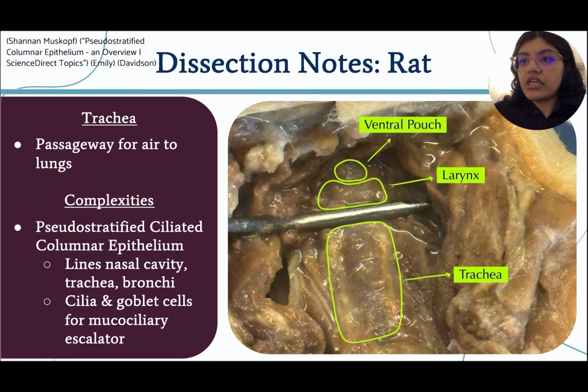So next we have the trachea, which is just the passageway for air to travel to the lungs. And there's some complexities here, such as pseudostratified ciliated columnar epithelium, which are tissues that line the nasal cavity and the inside surface of the trachea and bronchi. What these ciliated cells do, along with goblet cells, which are structures found inside of the ciliated cells, is secrete mucus. The mucus and cilia on the surface work together to trap any bacteria to provide additional filtering of air as the air is traveling towards the lungs.